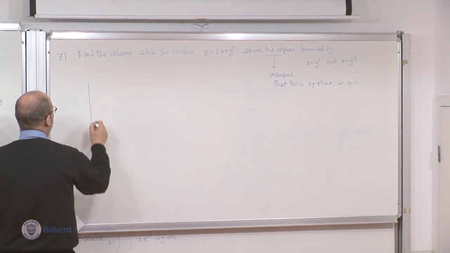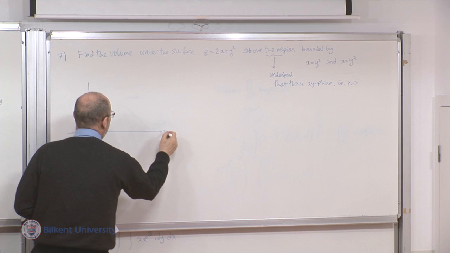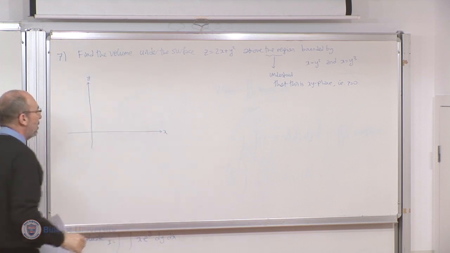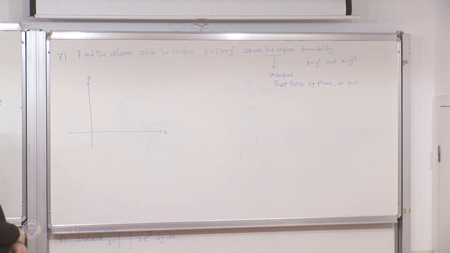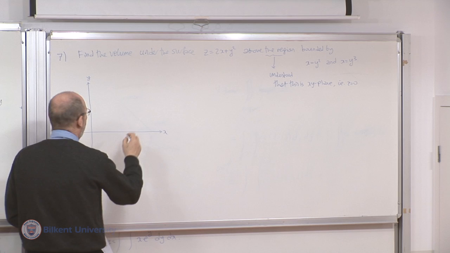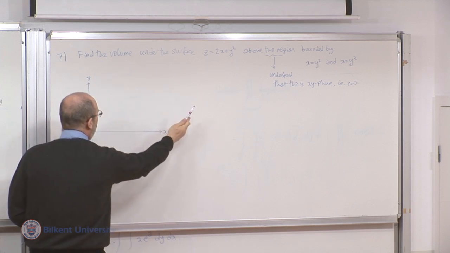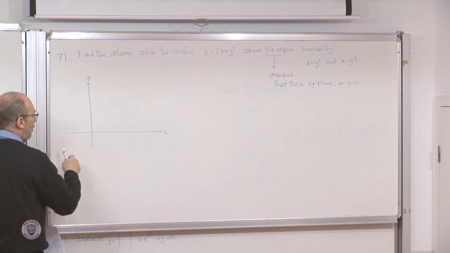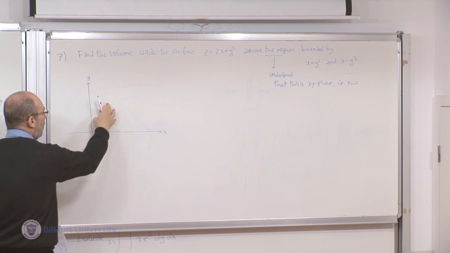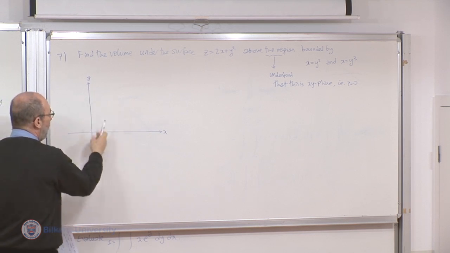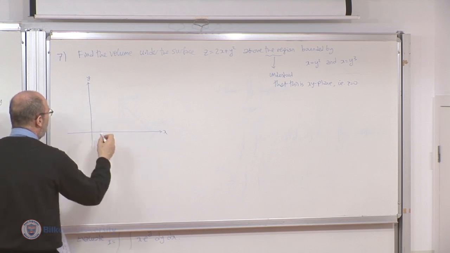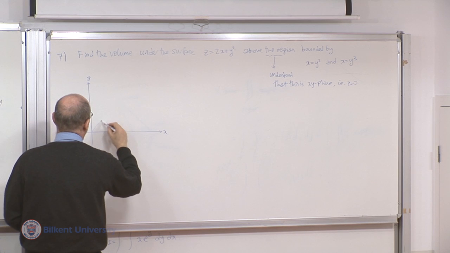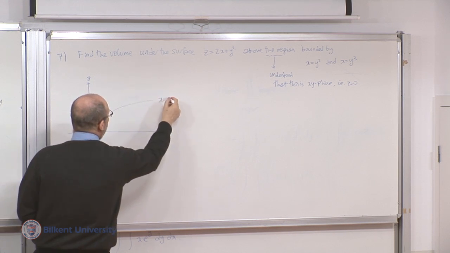Okay, so I'll put x, y like this. So what is x equals y square? It's a parabola, right? And the parabola lies on this side, okay? X equals y cubed is a cubic thing. It will be like this, okay? So it will only intersect our parabola somewhere here. So our region will be here. So I don't bother drawing the parabola here. So I'll draw the parabola like this, x equals y square.